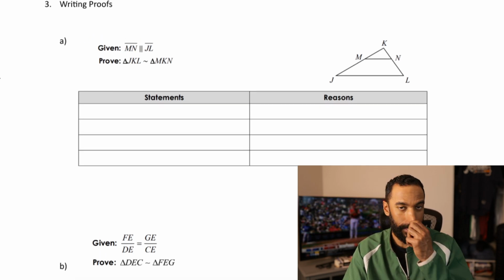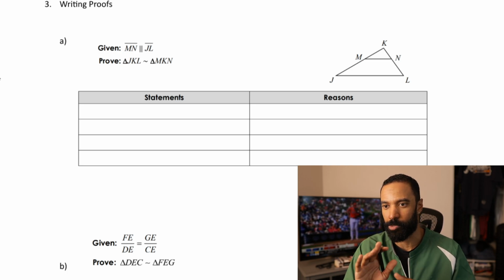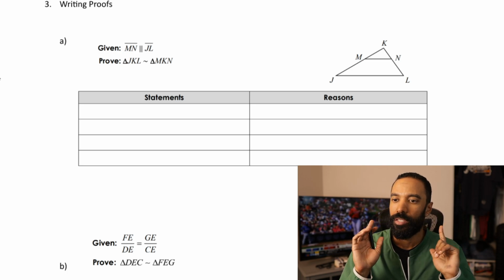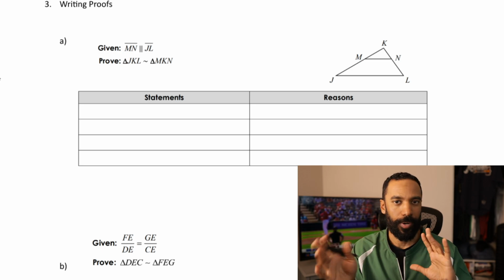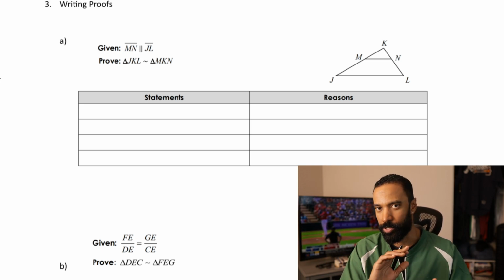Okay, writing proofs. Now, it's the same thing as we were doing. We just got to kind of spell it out. Given parallel lines, prove they're similar, so we're going to use either angle, side, or side, angle, side.